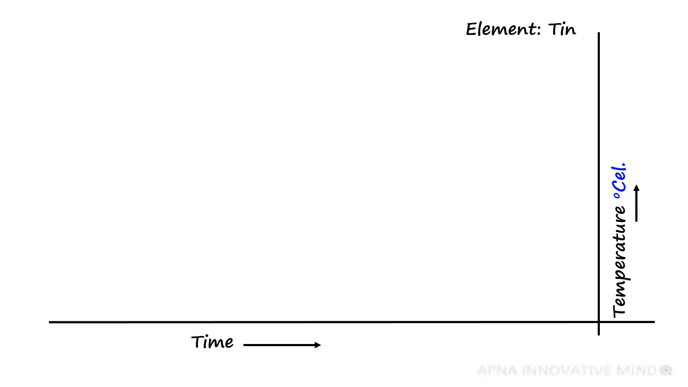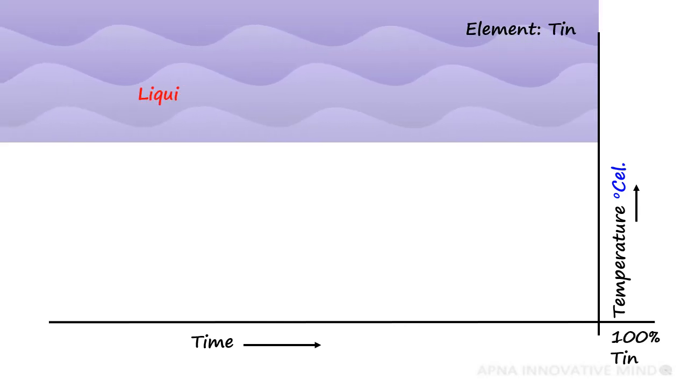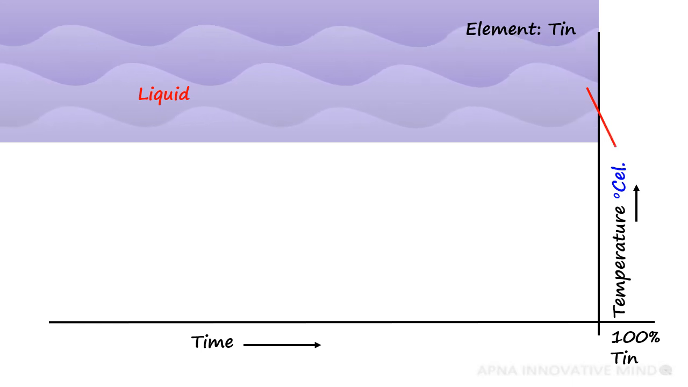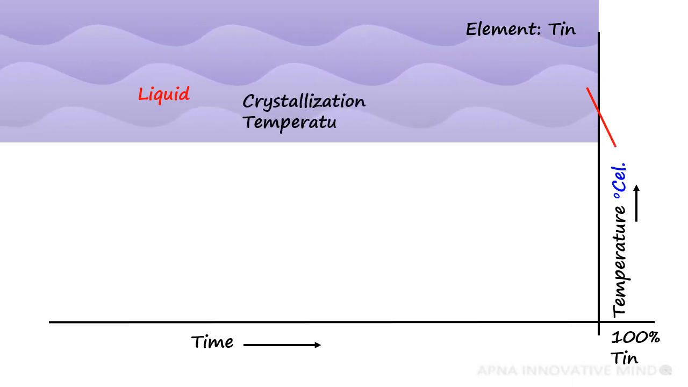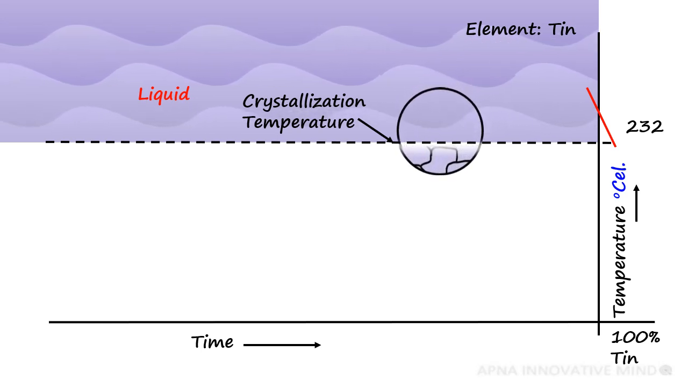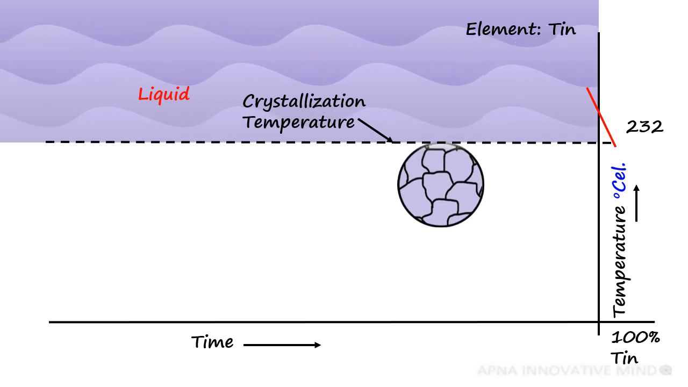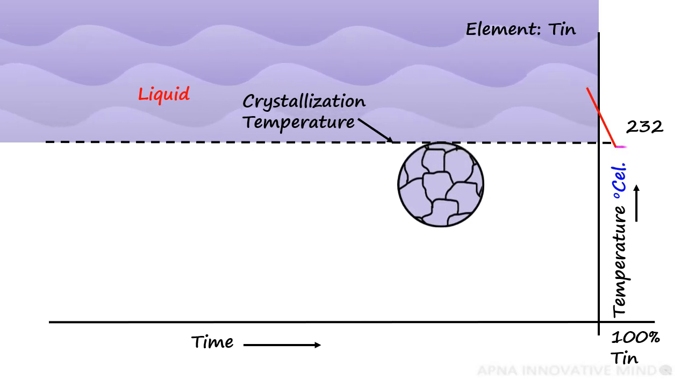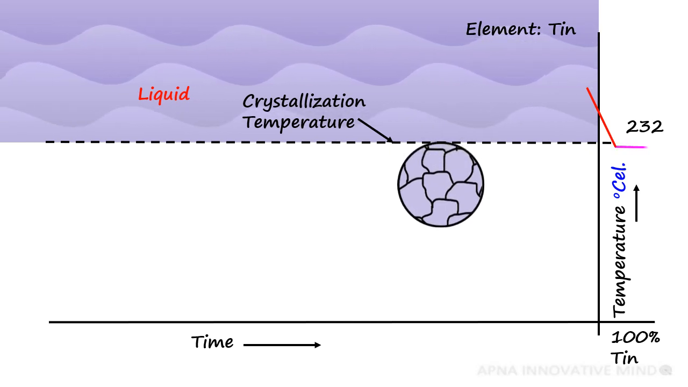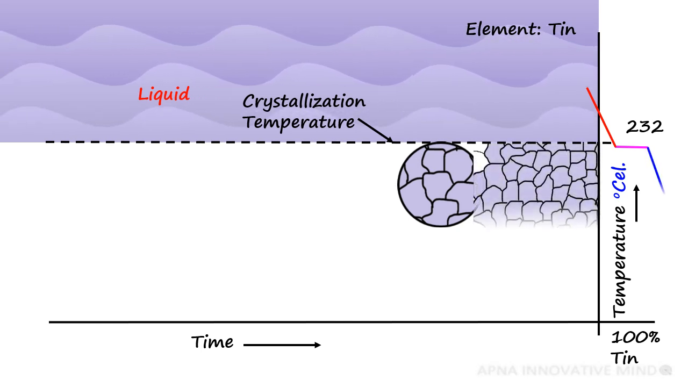Same will be the situation for tin element. When tin is heated to liquid phase, then on cooling, just below the crystallization temperature, that is 232 degrees Celsius, tin will start solidifying from liquid phase and will transform to solid phase. Temperature will remain constant till the entire liquid solidifies, then the metal further cools down.